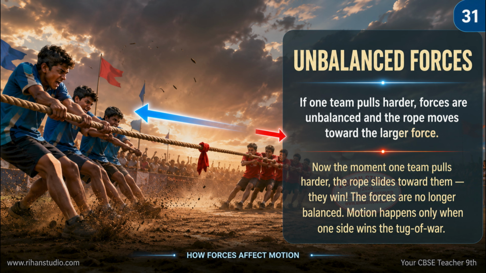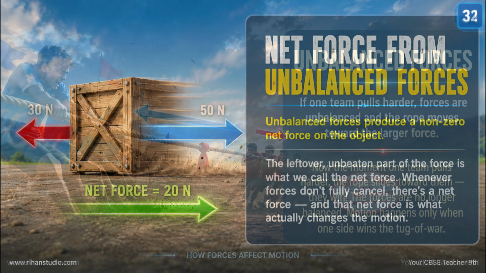Unbalanced forces. Now, the moment one team pulls harder, the rope slides toward them. They win. The forces are no longer balanced. Motion happens only when one side wins the tug of war.